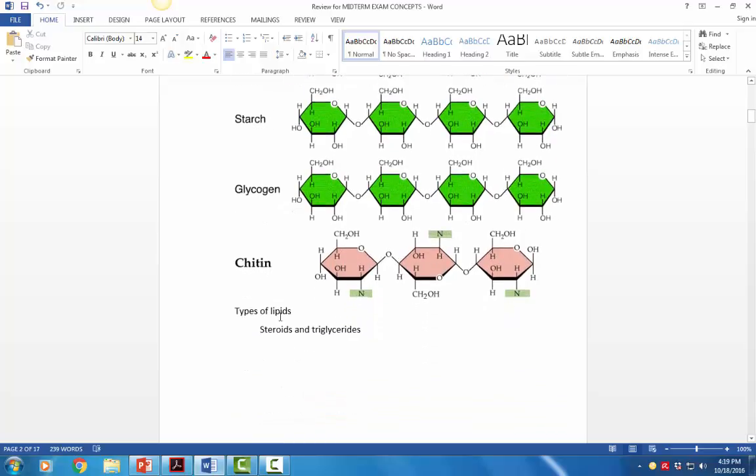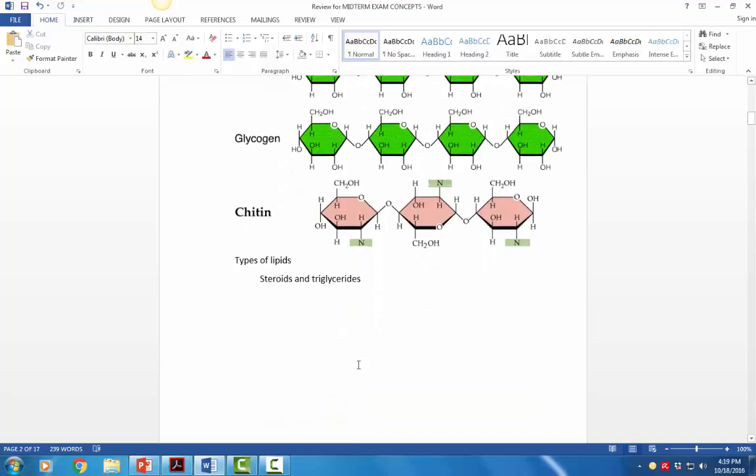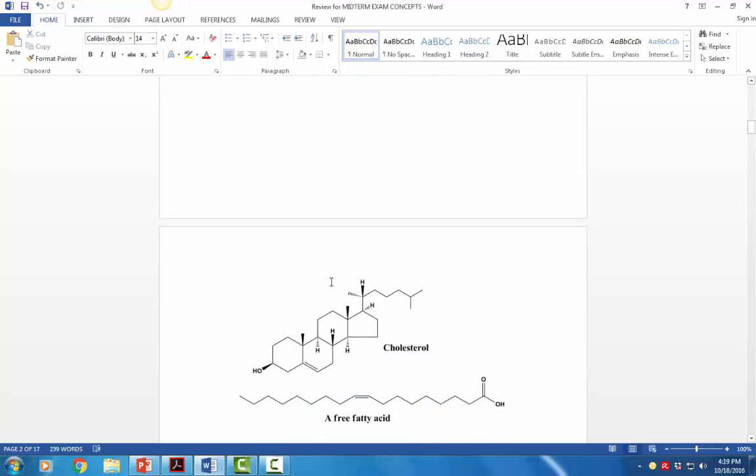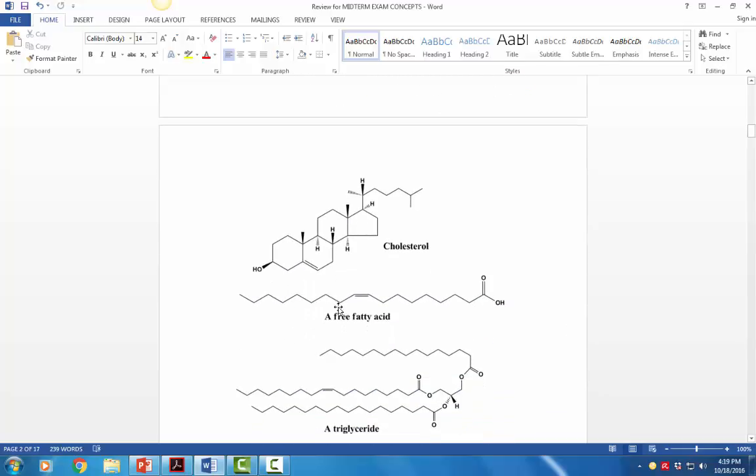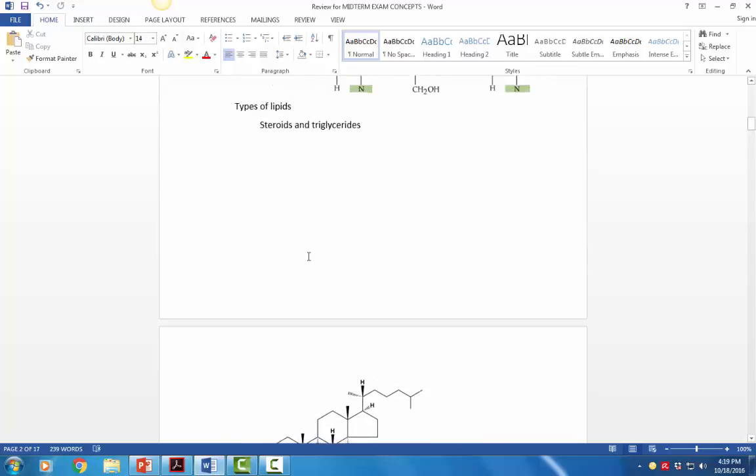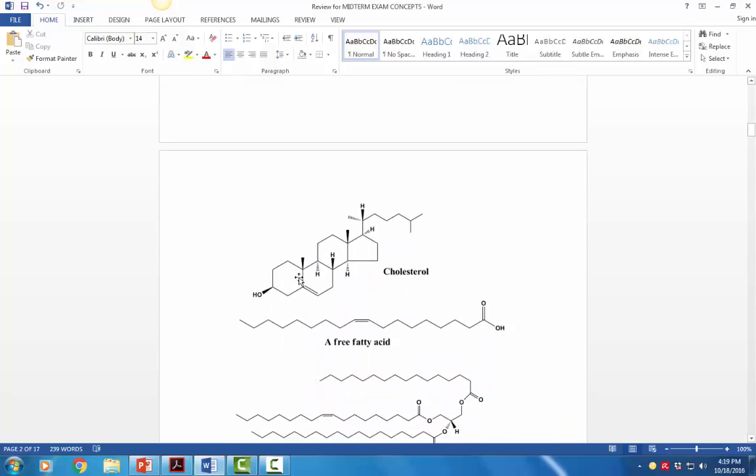Looking at the different types of lipids we've discussed this semester, there's 2 major categories, the steroids and the triglycerides. Remember that fats are made up of fatty acids and glycerol. So steroids, on the other hand, are made up of cholesterol. That's their basic functional molecule from which we get steroids. So all steroids contain cholesterol. Examples of steroids are the sex hormones, estrogen, testosterone, progesterone. Those are all steroids. We also talked about aldosterone. Vitamin D is a fat-soluble vitamin.